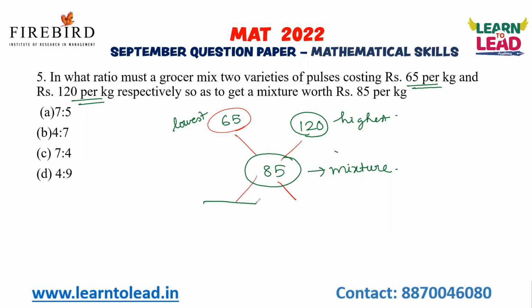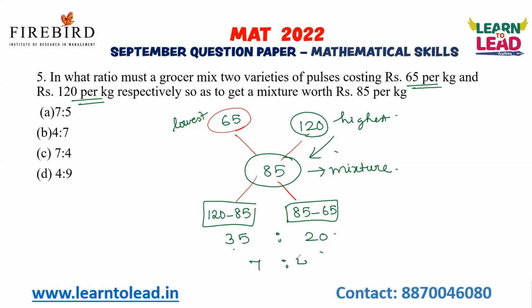Okay, and the values here you get by subtracting: 120 minus 85, and here it is 85 minus 65. So what is 120 minus 85? It is nothing but 35, and the other is 20. You can cancel both in terms of the 5 table, you'll get 7 is to 4 as the answer. So the grocer mixes in the ratio 7 is to 4 to get the mixture worth 85 rupees per kg. Okay, so it is a question based on allegation. Right, now we'll move to the next question.